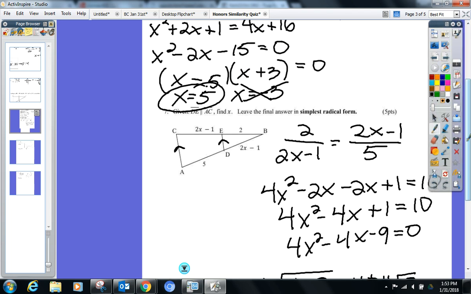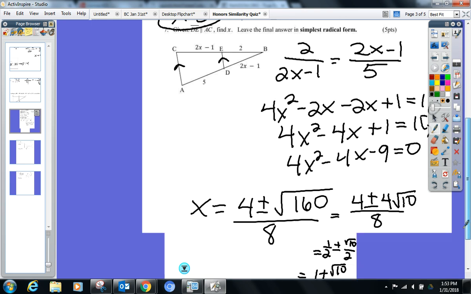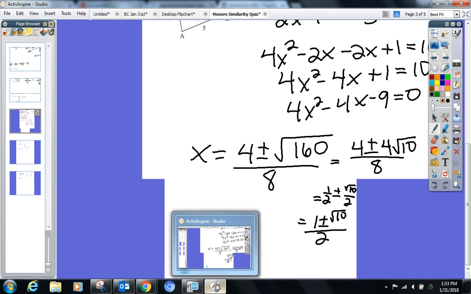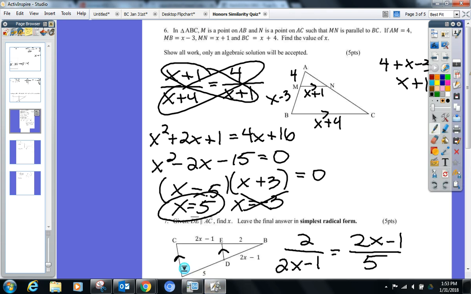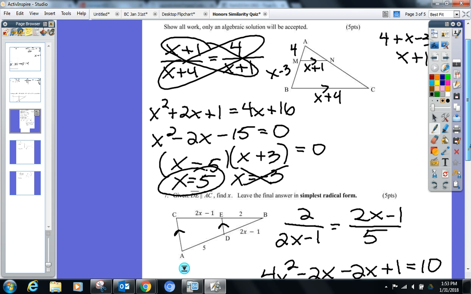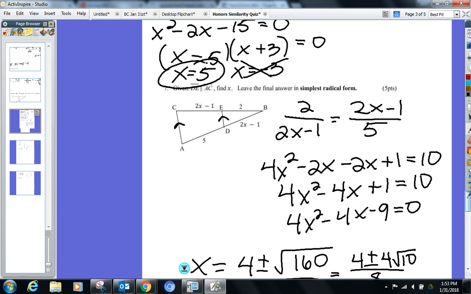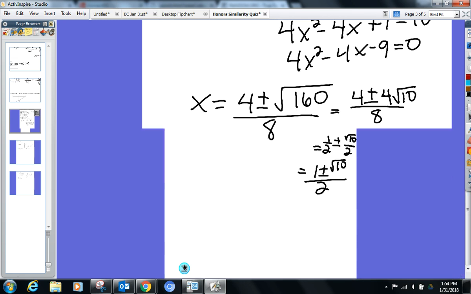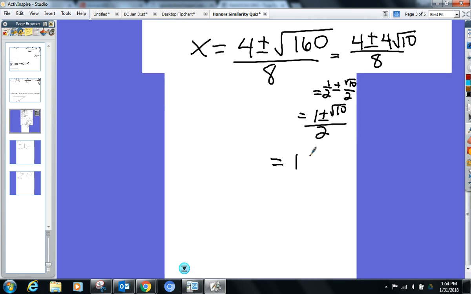Go into your calculator and see 1 minus radical 10 over 2. I believe that should give you a negative number. Yeah, pretty positive it gives you a negative number. And you cannot have a negative number if you look back at the diagram. If you look back at either one here, I can't plug in a negative number. That'll give me a negative side length. So the only answer that needs to be accepted is 1 plus radical 10 over 2.